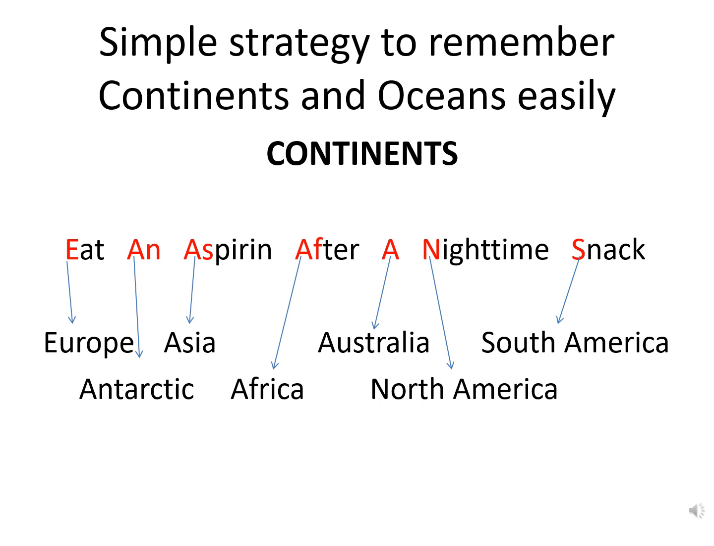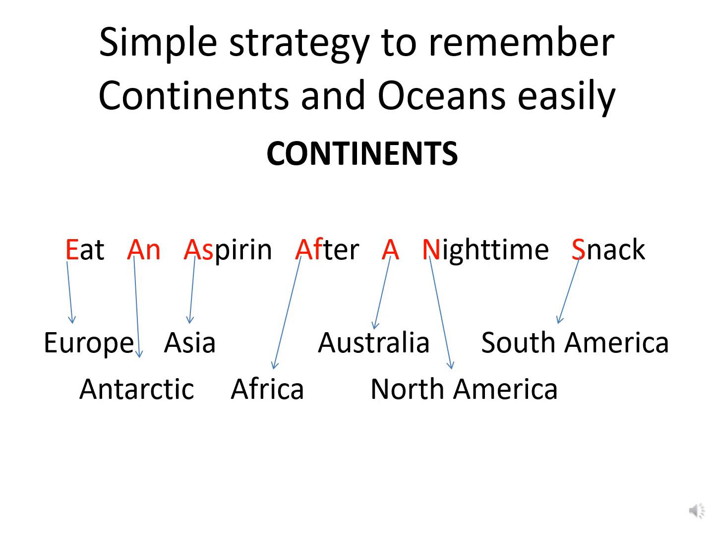Now for continents, we can make a sentence like: Eat an aspirin after a nighttime snack. I have highlighted the first letters, so that you can name the continents accordingly. Now in the first word eat, E stands for Europe, N stands for Antarctica, aspirin, AS stands for Asia.